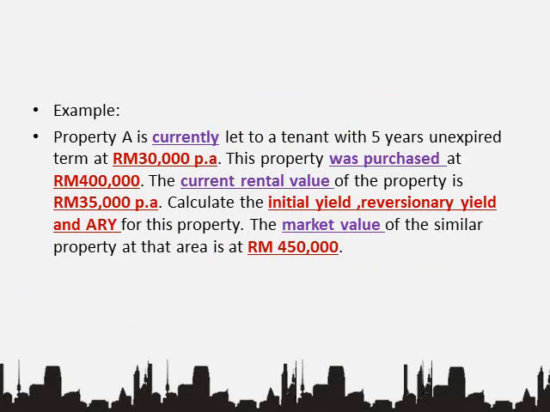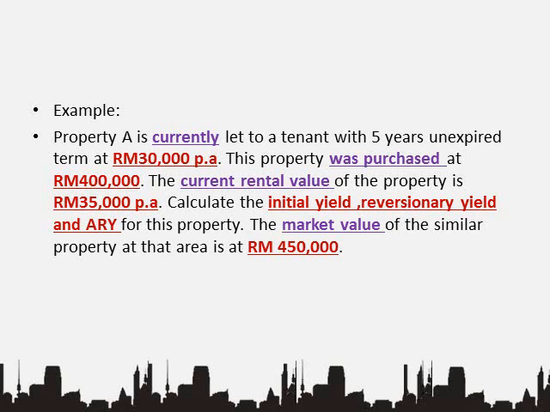So this is the example. We have property A, currently let to a tenant with 5 years unexpired term at RM30,000 per annum. This property was purchased at 400,000 and the current rental value of the property is 35,000 per annum. Calculate the initial yield, reversionary yield, and all risk yield for this property. The market value of a similar property in that area is RM450,000. So now I will show you the examples.